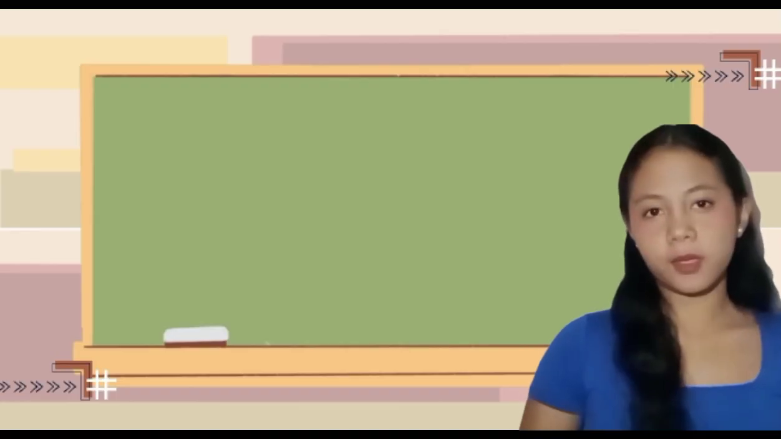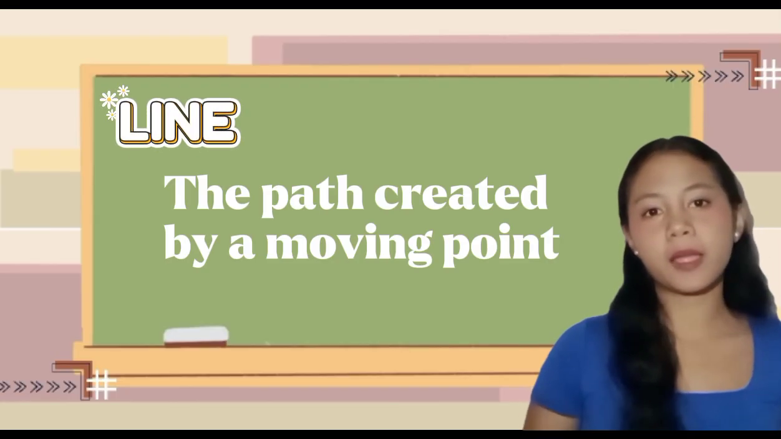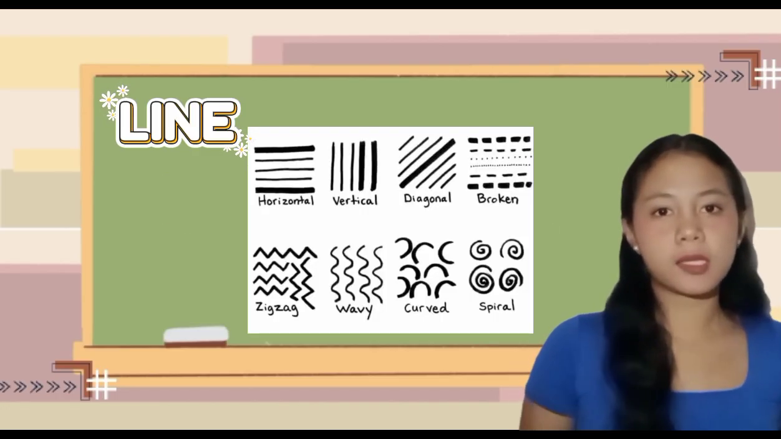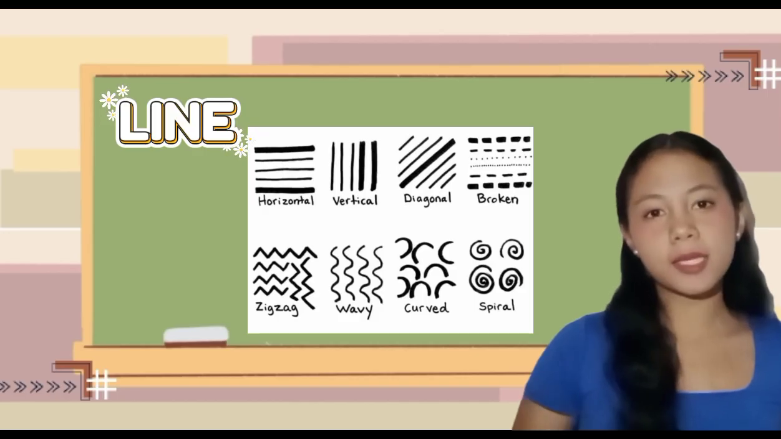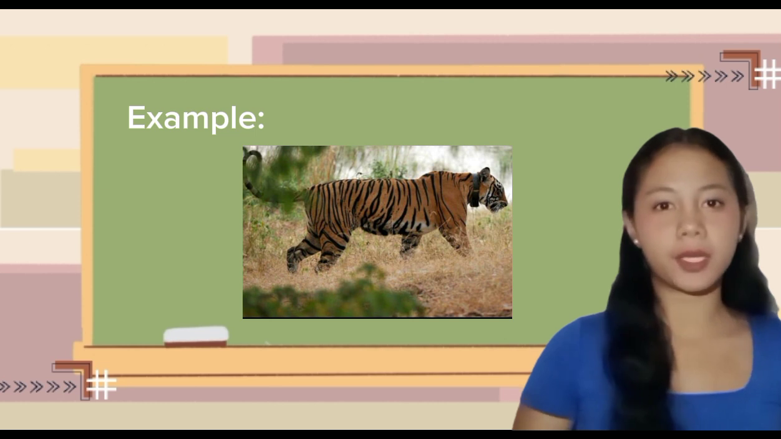So the first element in visual art is line. Line is a path made by a moving point. Lines have different kinds. Lines can be straight, curved, or broken, and they guide the eyes in a drawing. Example, stripes on a tiger.